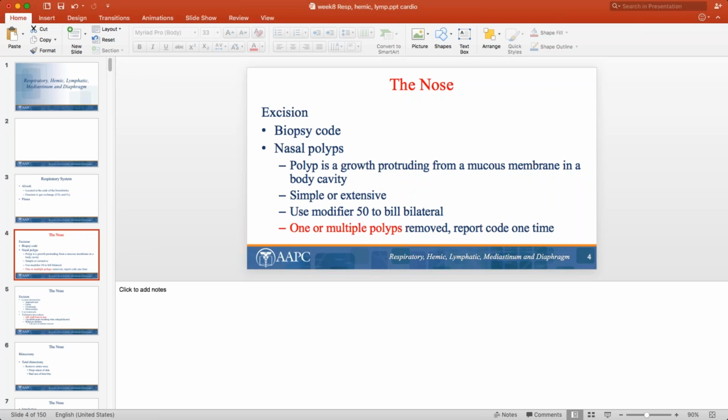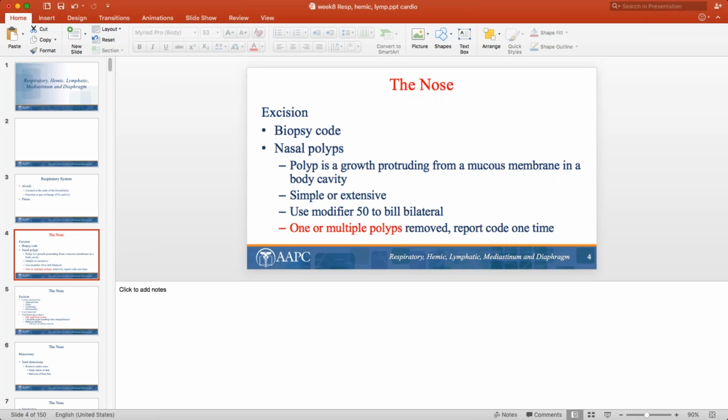And usually in your question, it's going to tell you the location. Patient came into the office. Patient admitted to facility for removal of nasal polyps. Facility, okay, that's hospital, 30115, right? Easy enough?